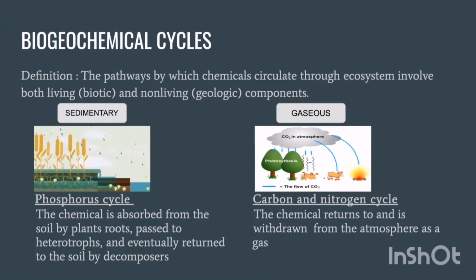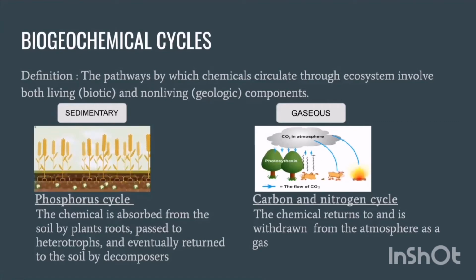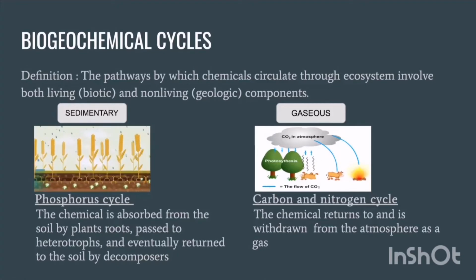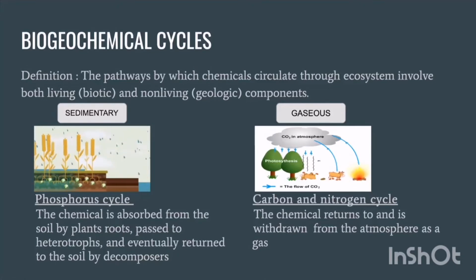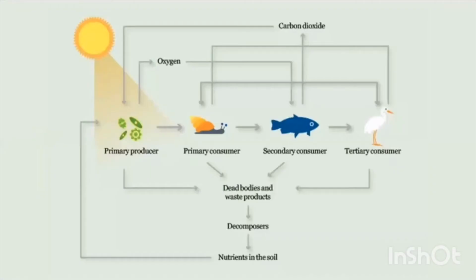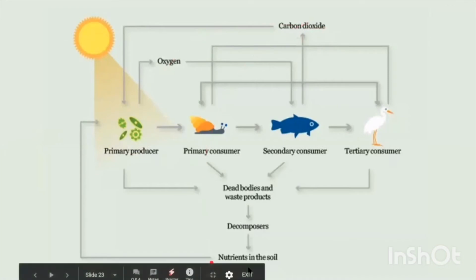To give you a better glimpse or preview of this subtopic, I want to ask all of you some questions that you don't really have to answer. Have you ever wondered how the producers get the nutrients that they need? They get the nutrients that they need from the environment, such as carbon dioxide from the air and nutrients from the soil.